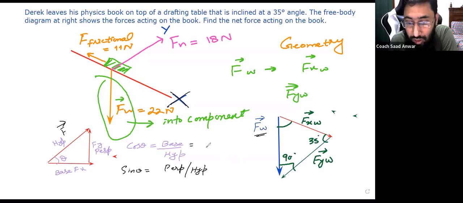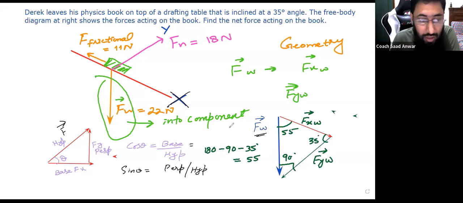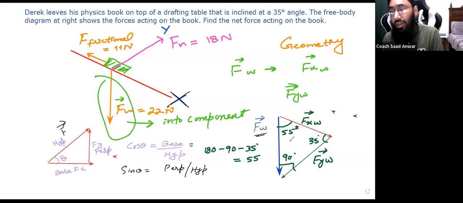Now in a right-angle triangle, the total angle is 180. So when I subtract 90 and 35 from 180, I will be getting 55. So this angle is 55 degrees. Now I have to focus on this angle theta, and then I'm going to apply cos theta and sine theta.